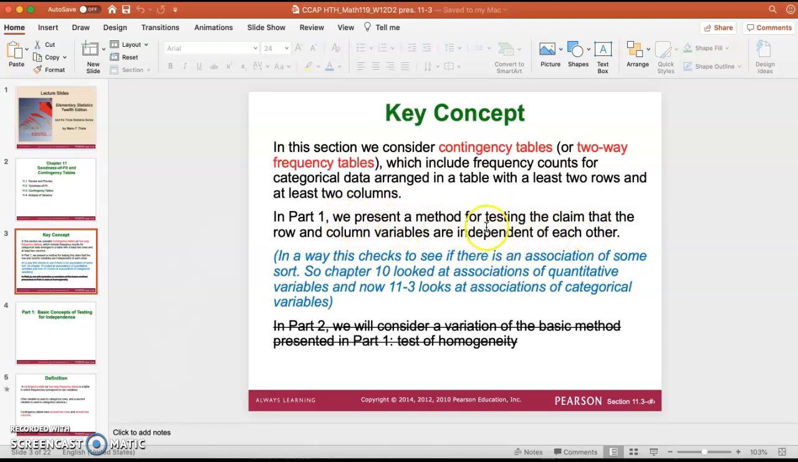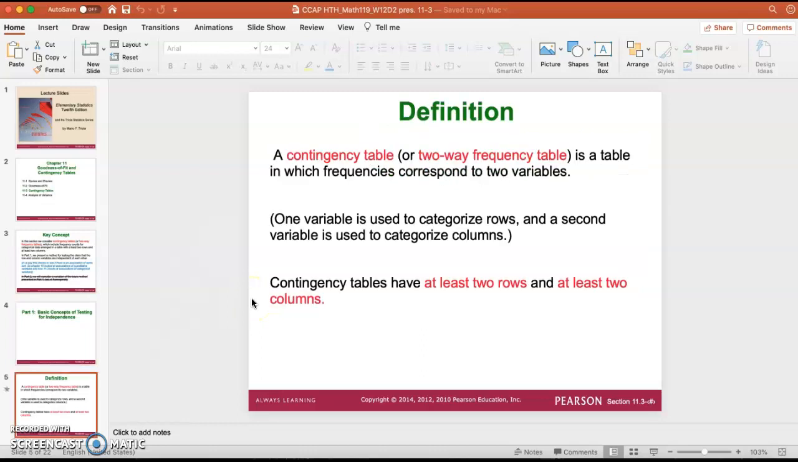So there's some kind of association. And since we're working with categorical variables, I just want to make a little note here. In a way, this checks to see if there is an association of some sort. Just to recap, Chapter 10 looked at associations of quantitative variables with correlation and regression. Now in section 11-3, we're looking at associations of categorical variables. Okay, so on to part one.